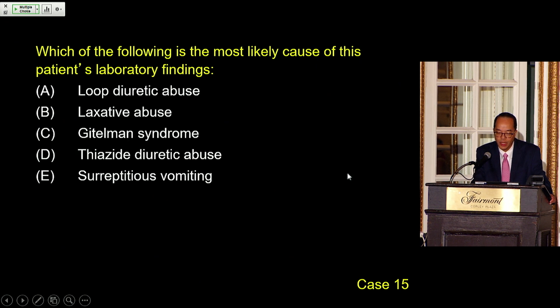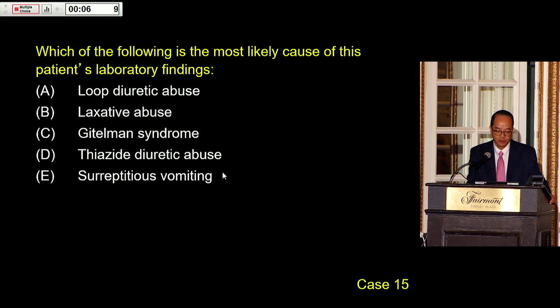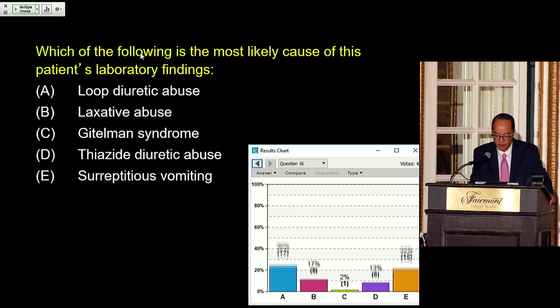Which of the following is the most likely cause of this patient's lab findings? Loop diuretic abuse, laxative abuse, Gitelman syndrome, thiazide diuretic abuse, or surreptitious vomiting. So figuring out the cause of chronic hypokalemia is one of the most challenging things we get to do. And let's see what people thought here.